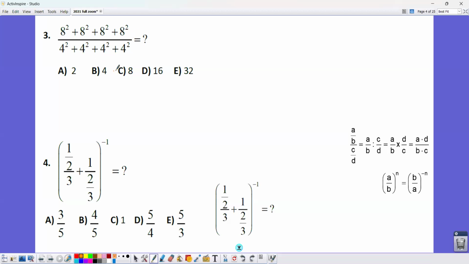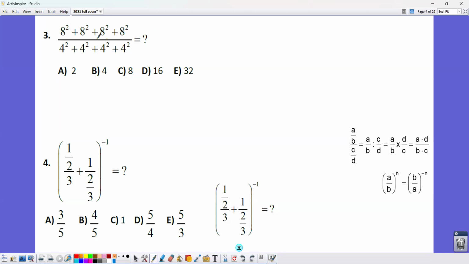Then in the third one, as you see, the same number is added 4 times in the numerator, also in the denominator. If you want, you can do 8 squared, which is 64, plus 64, plus 64, plus 64, do the addition. Then in the denominator, do the same thing and divide, but you will have bigger numbers, which will take more time for you to find the result.